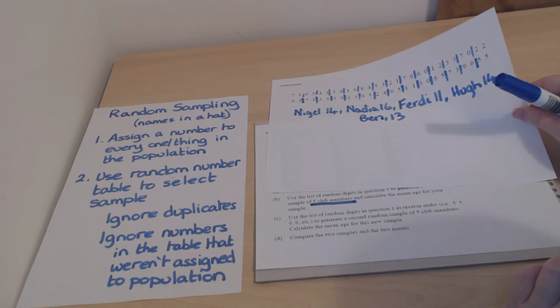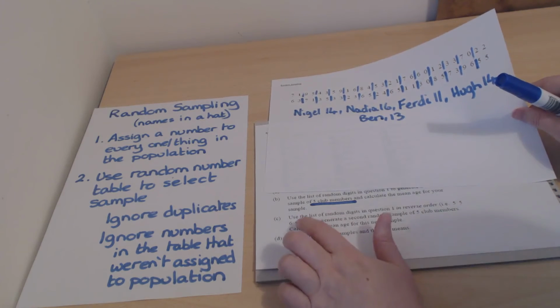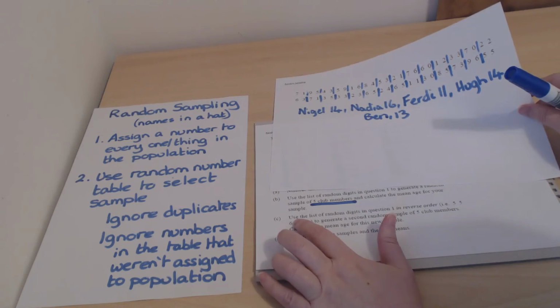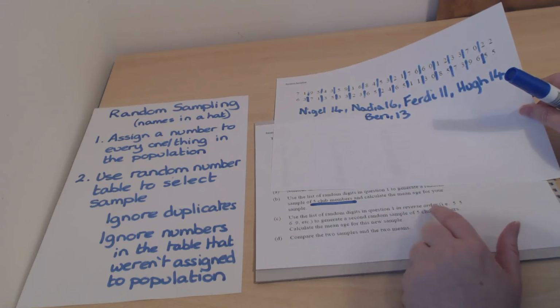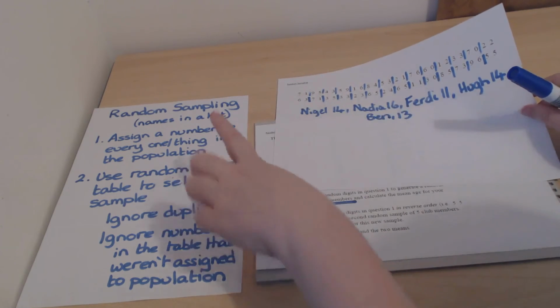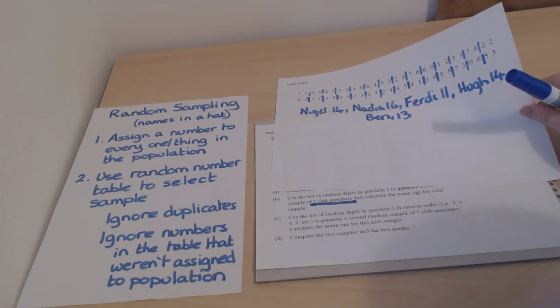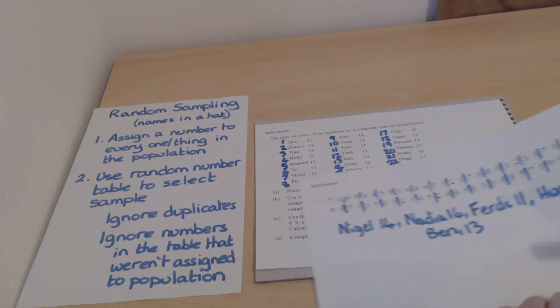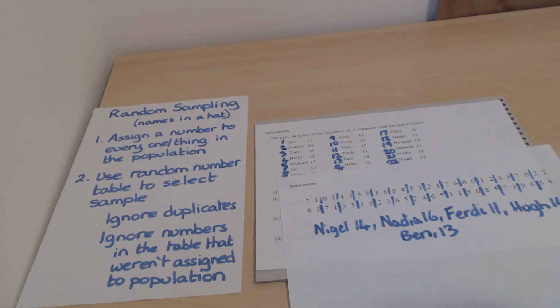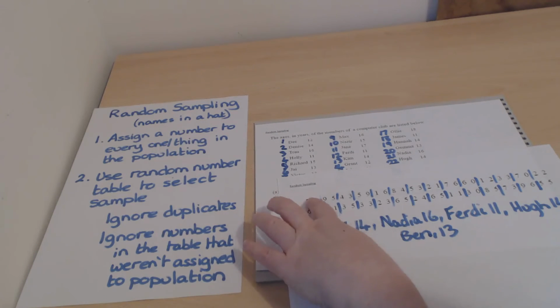Okay, all right, so it then in part C asks us to use the list of random digits in question 1 in reverse order, so go the other way in order to get a second sample. Okay, so that's one way, if we're going to use the same set of numbers, that we can create a different sample. Another way that you can do it is not to start at the beginning.